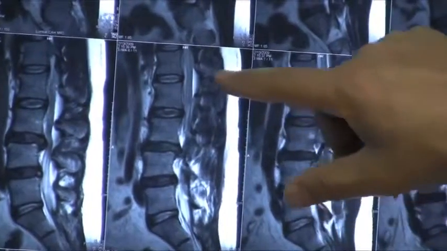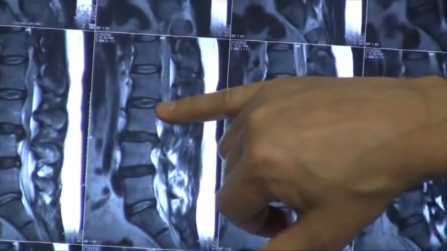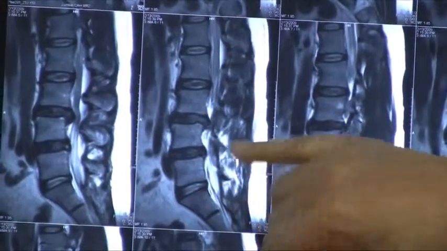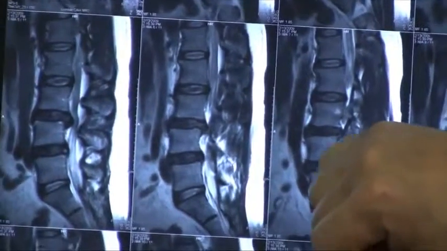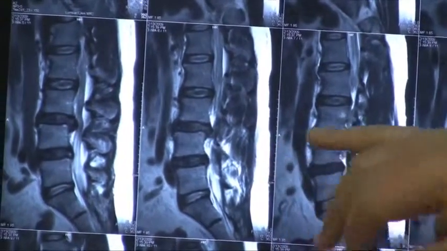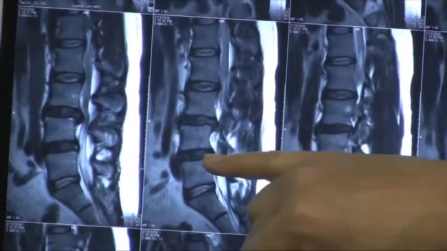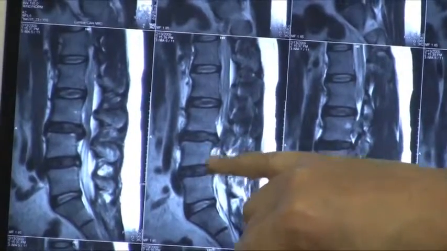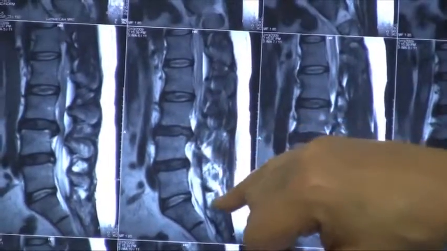Let's look for a moment at the discs generally. You'll note that there is a lighter color to this disc and this disc. It's a little darker there, and it's light again there. In these particular images, the light color denotes more water content of the discs. These two discs have lost some water content, so they're what we term degenerated discs. They have also lost perhaps a little bit of height, though not a lot. Sometimes you'll see that these have lost so much water content that they will collapse and you'll have bone on bone. That's not the case here.